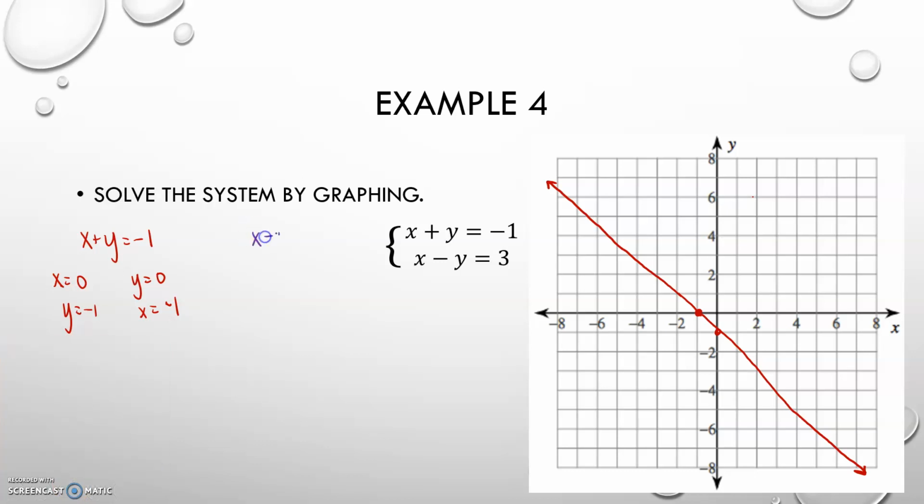x minus y equals 3. When I plug in x equals 0, I get negative y equals 3, which gives me y equals negative 3. When I plug in y equals 0, I just get x equals 3. So I'm going to graph those 2 points.